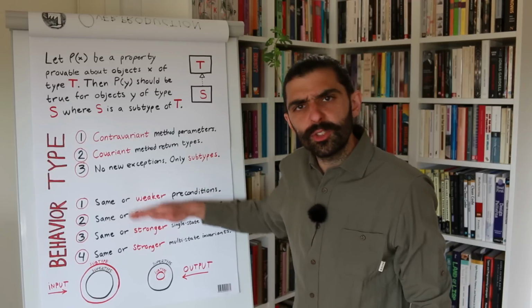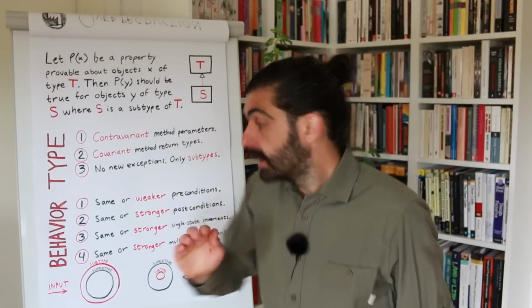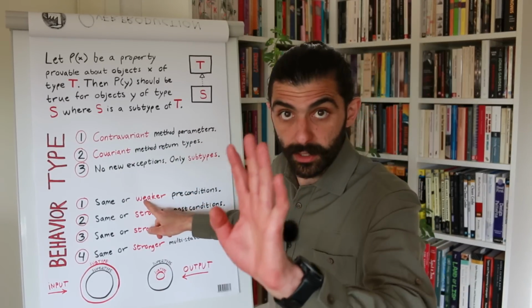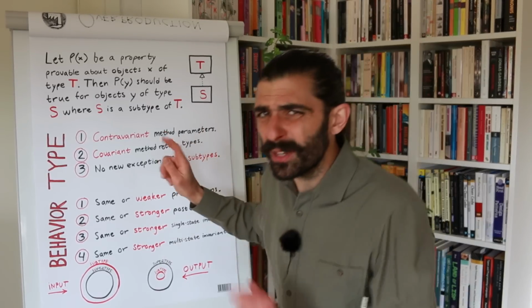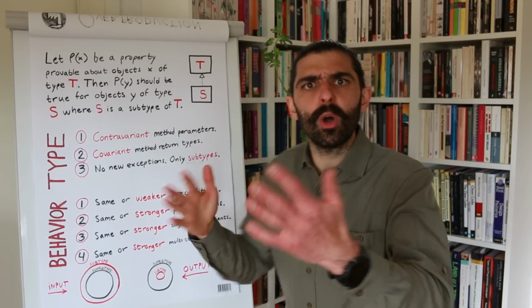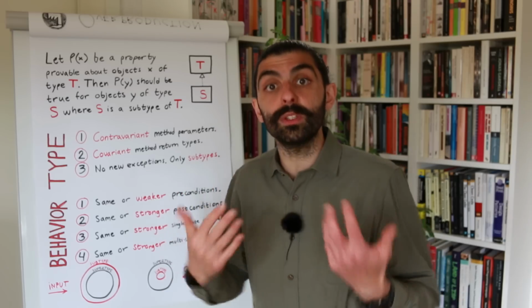Let's understand why these 2 rules have to be true by inverting them. If it was possible to make preconditions stronger, not weaker, but stronger, then objects of our subtype cannot safely be used where we are expecting objects of the supertype, which is the whole point of the Liskov Substitution Principle. It's the whole point of substitutability.